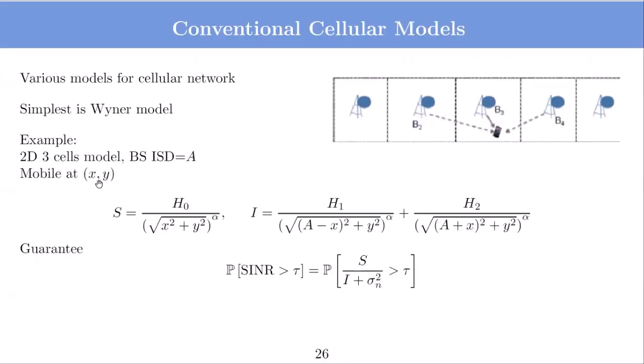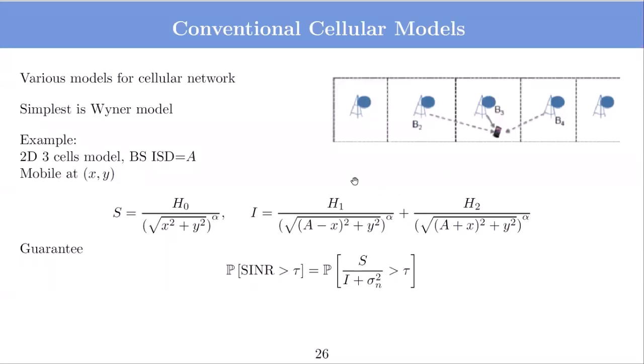So if I take a mobile at XY, what is my serving power? Serving power would be given by fading multiplied by the distance to the power alpha. Okay, let's assume I'm not taking shadowing or other factors into account. Then interference: you have two interfering links. So the interference would be the power from this and the power from this.